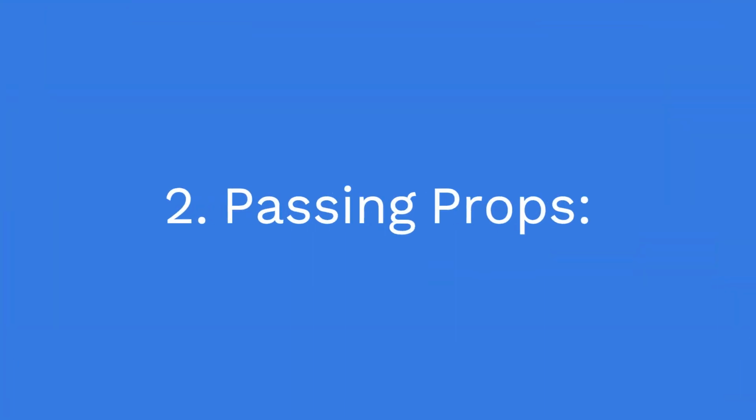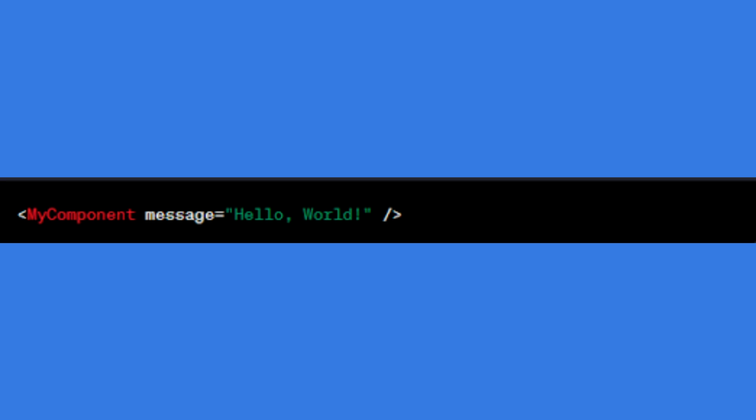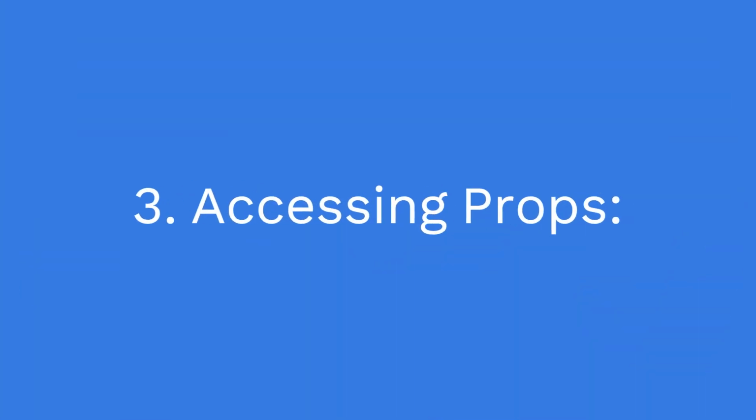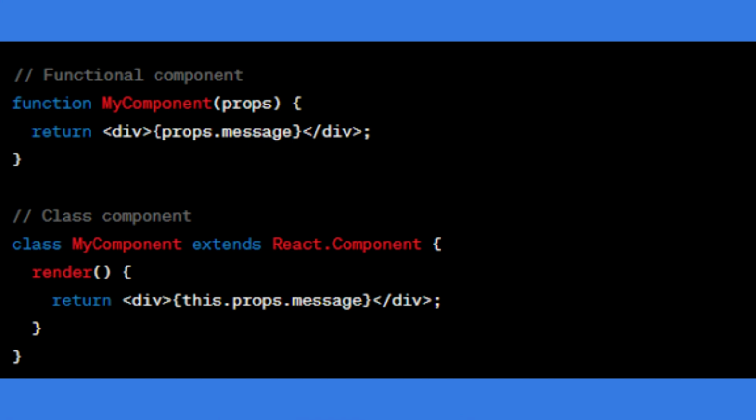2. Passing props. You can pass props to a component as attributes in JSX when you use that component. For example. 3. Accessing props. Inside a component, you can access props as an object. In functional components, props are typically passed as an argument to the function. In class components, you access them using this.props.